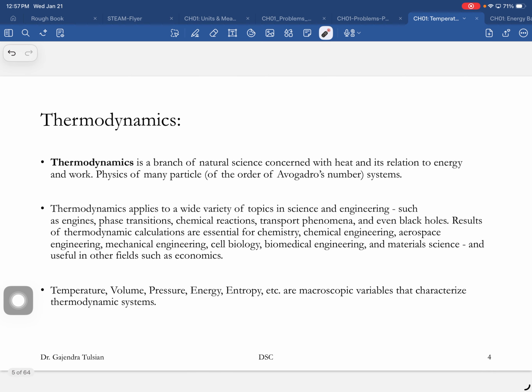Thermodynamics is a branch of natural science concerned with heat and its relation to energy and work. The way this subject started, you had steam engines and stuff like that, and how much work could you get out of them? The rules of thermodynamics apply to systems of many particles. What do we mean by many particles?